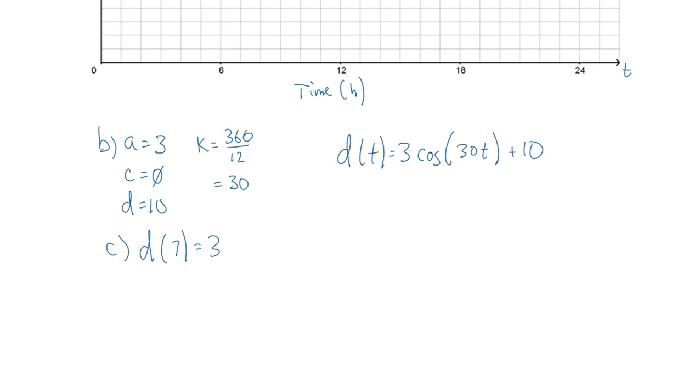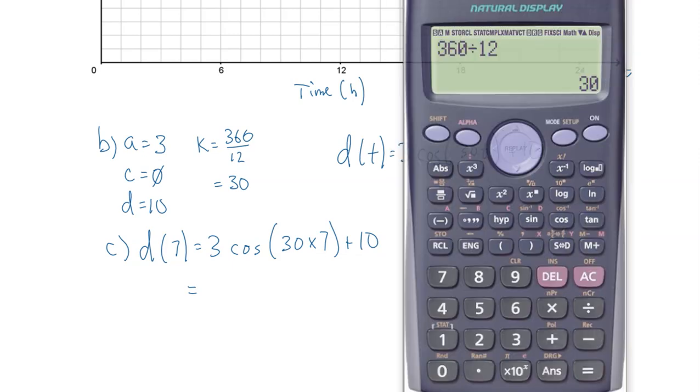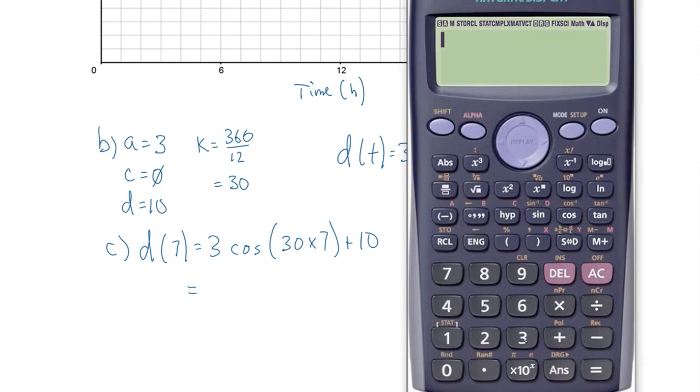So again, I just sub it in, and punch this into my calculator. 3 cos, my calculator opens a bracket, so I'm good for that. 30 times 7, I have to close that bracket, plus 10 equals, and if you get a weird answer like that, you hit the S to D button. Most of you probably know that at this point, 7.4 meters.